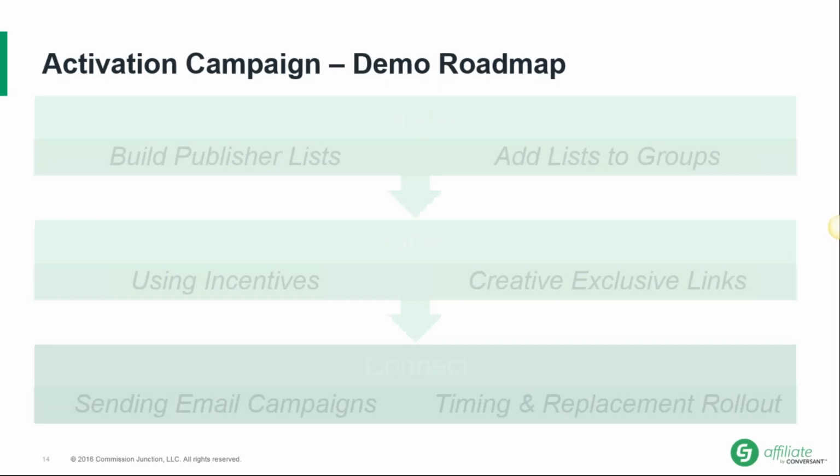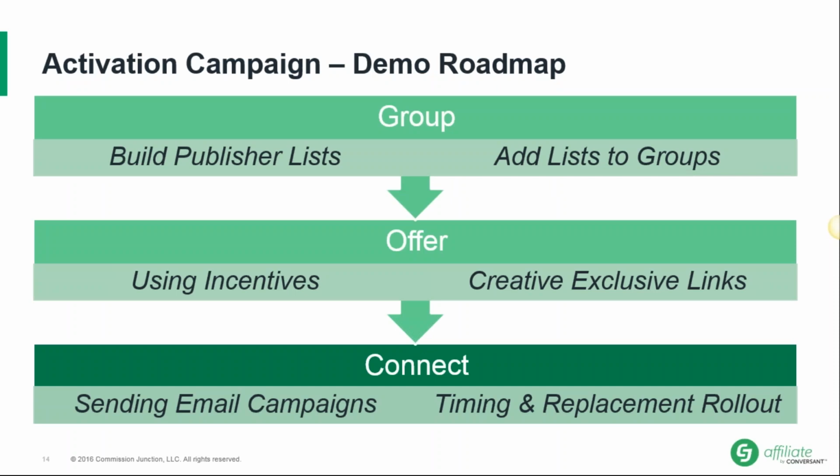Let's take a quick look at our roadmap. Each of our 3 steps does involve a few minor sub-steps, so we'll be checking out each of those as we go along. We'll be walking through, for instance, under the group step, building publisher lists, and then adding those lists of publishers to the groups you've built. For the offer step, we're going to talk about how to build and use incentives into your program terms, as well as how to create links that are exclusive to a group of publishers or one publisher.